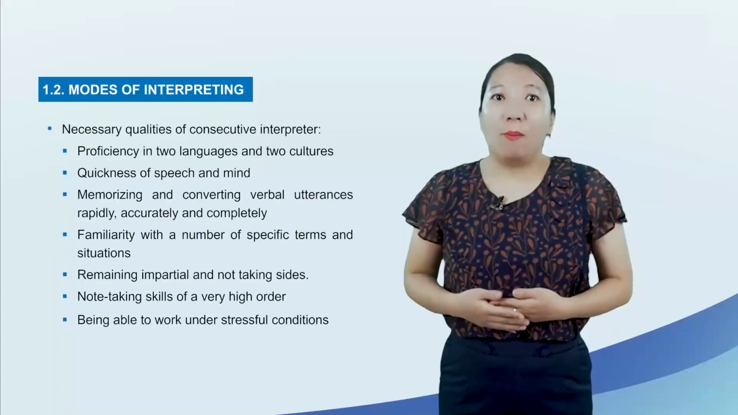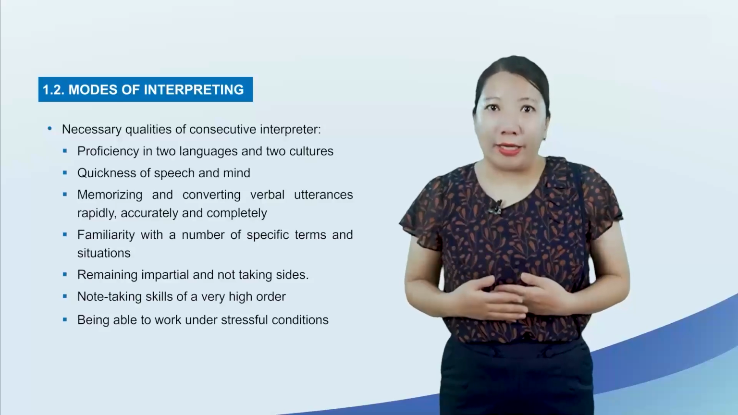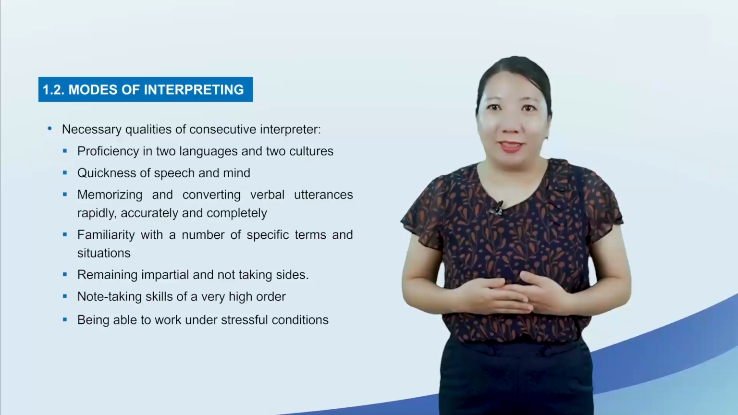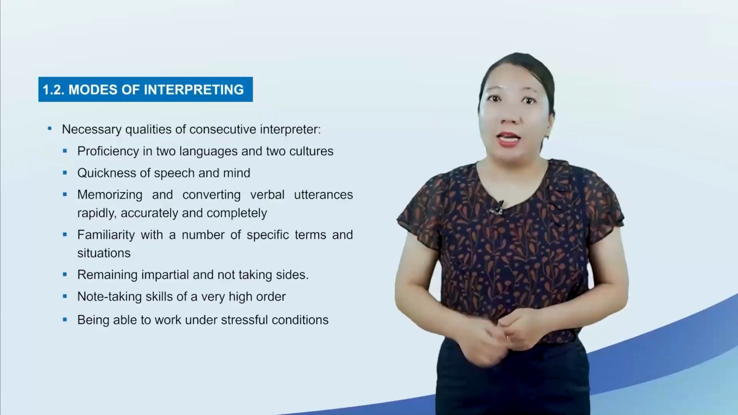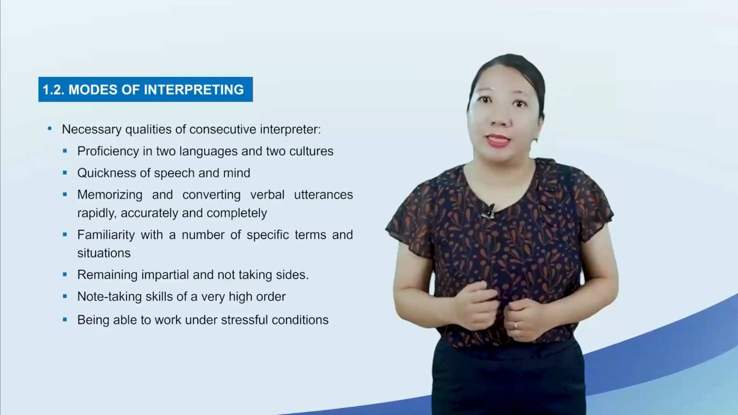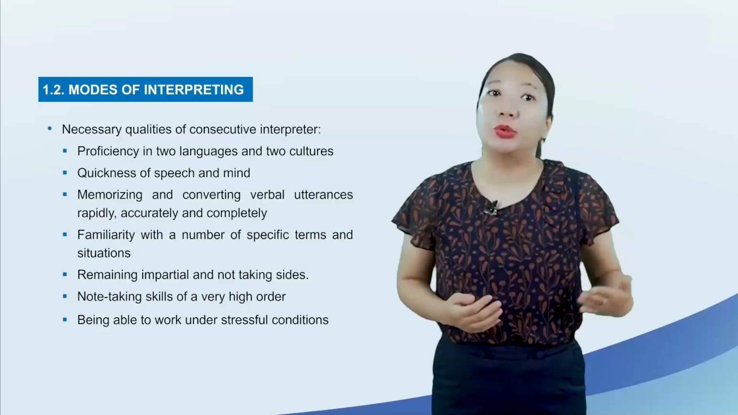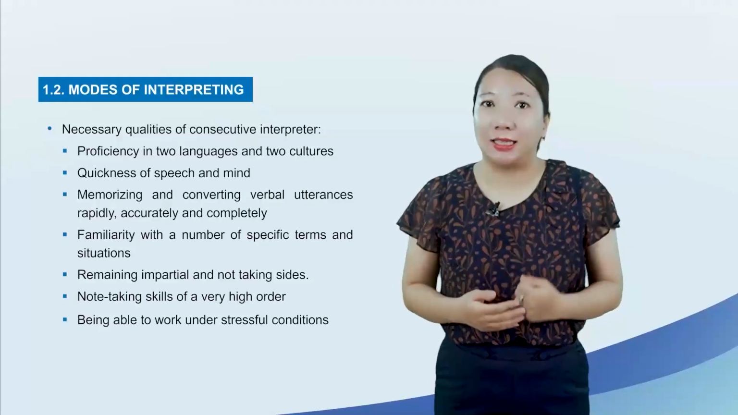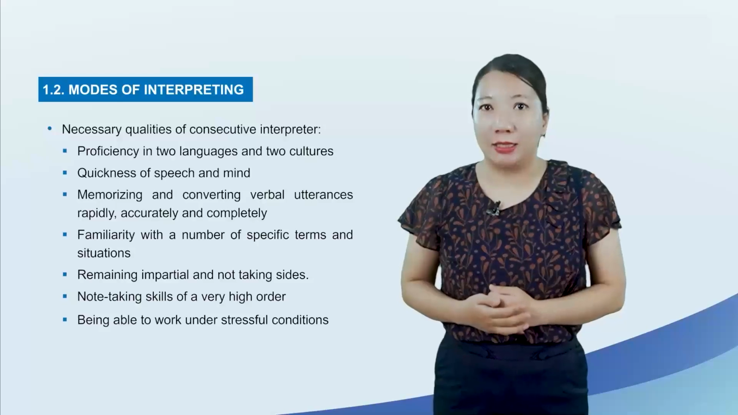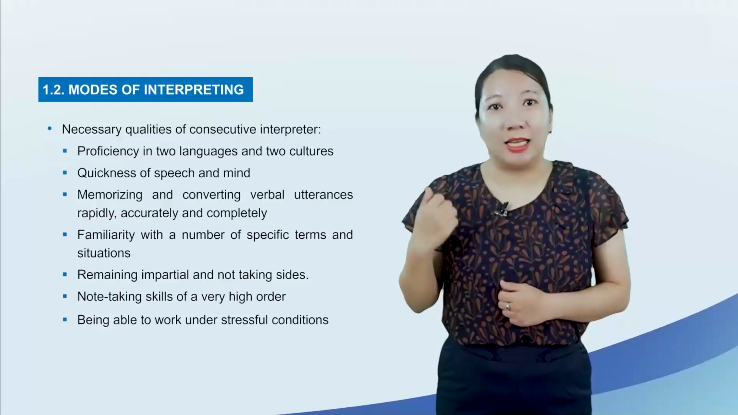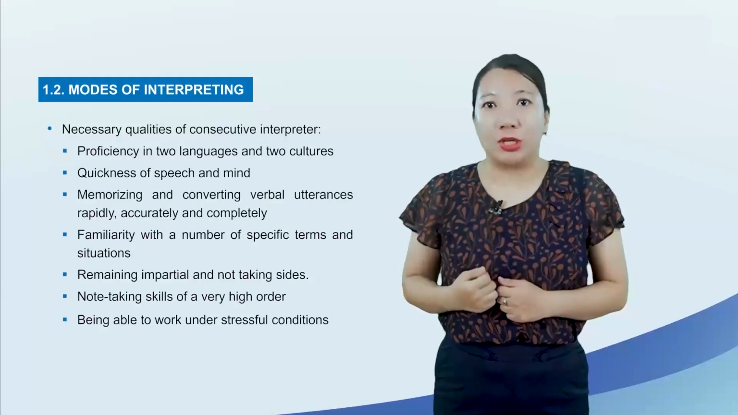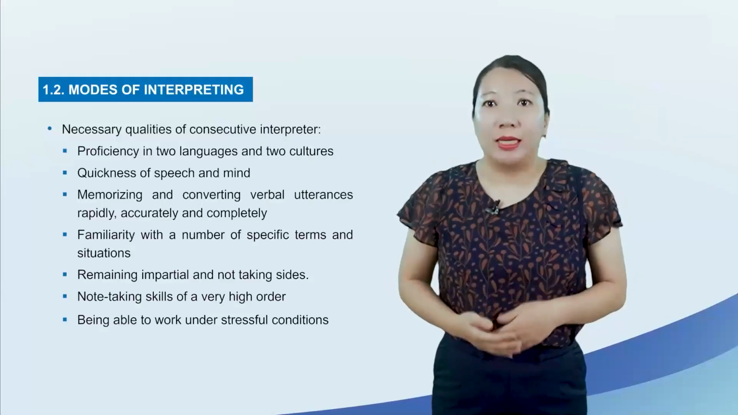Well, among many qualities required of a consecutive interpreter, here are the most important ones. Firstly, an interpreter must have a proficiency in 2 languages and 2 cultures to understand exactly what is being said, to get the correct idea and meaning. Secondly, the quickness of speech and mind is vital.